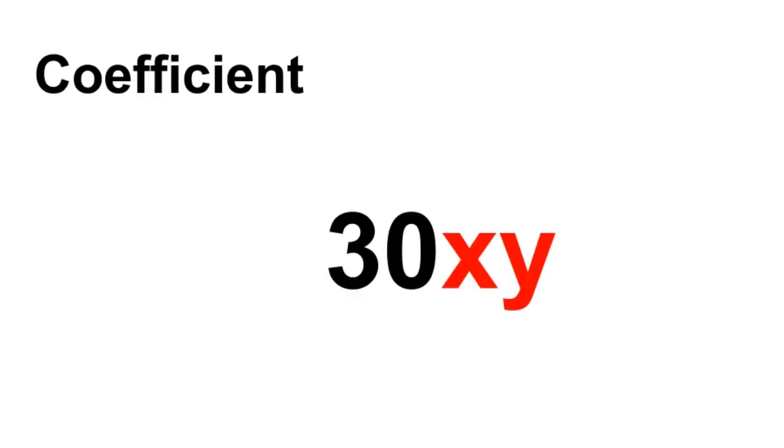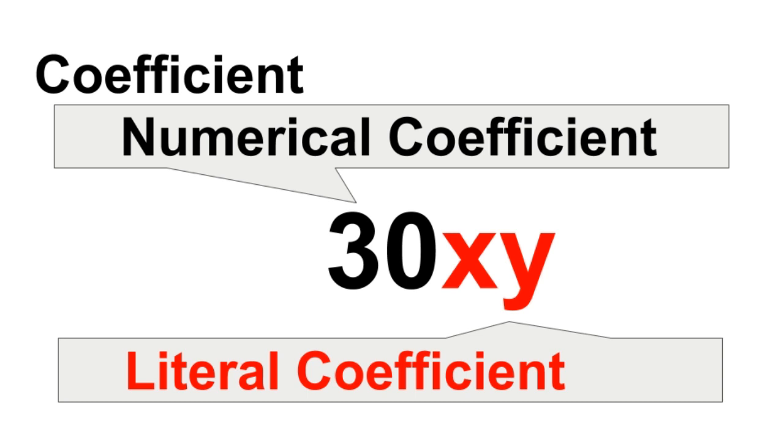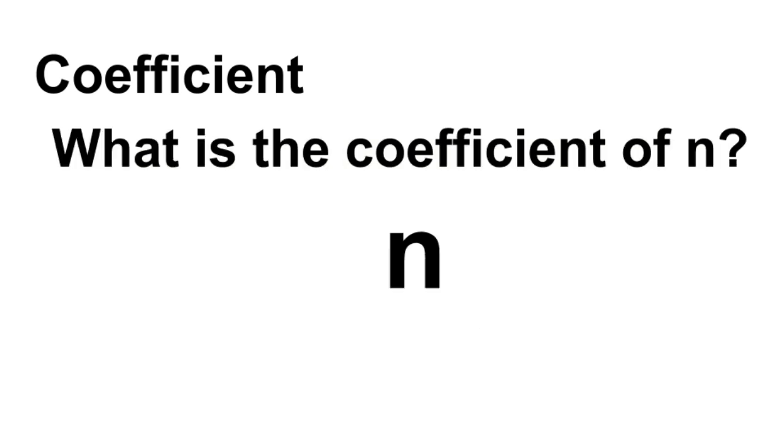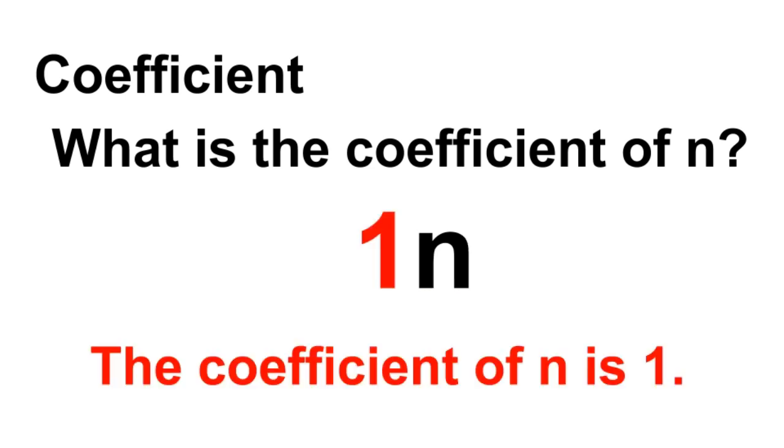Given 30xy, what is the numerical coefficient? What is the literal coefficient? The numerical coefficient is 30. The literal coefficient is xy. What is the coefficient of n? The numerical coefficient of n is 1.